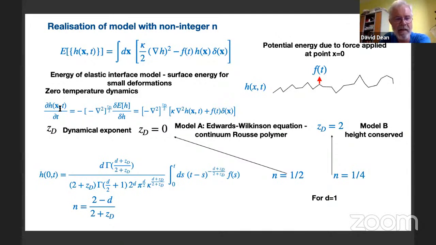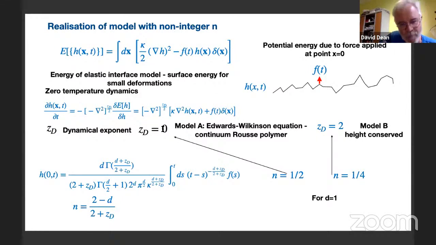temperature, if I write down the dynamics for this, the general form of overdamped dynamics is that dh/dt is equal to some dynamical operator, depending on the type of dynamics you want to consider, times the functional derivative of this energy functional with respect to h, and it gives you this equation here. And actually, if I ignore this force term, if I take z equal to 0, I find model A, which corresponds to the Edwards-Wilkinson equation. Or if I take z equal 2, then I have some dynamics which conserves the height of my model. So I have a height conserved model.